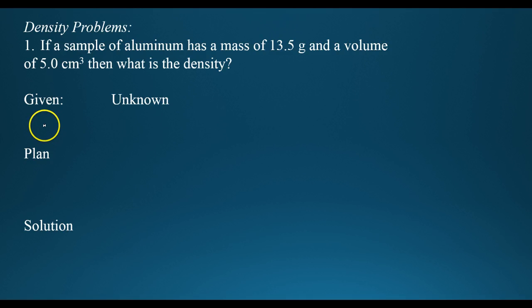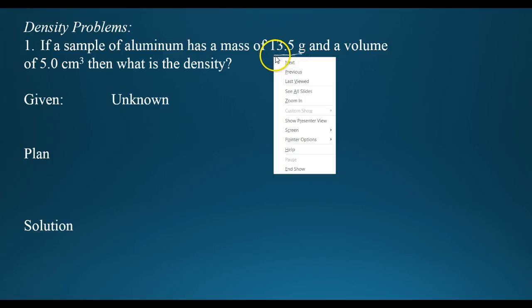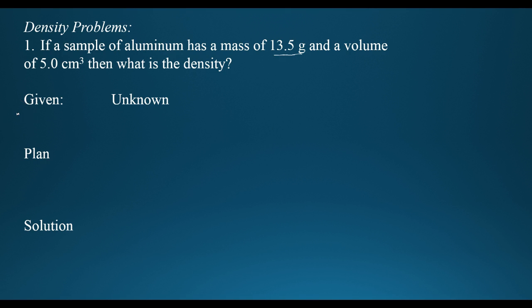If a sample of aluminum has a mass of 13.5 grams, so we have this quantity here, 13.5 grams. We want to list that in our given, and use the abbreviation that you have. So M is equal to 13.5 grams, M for mass. And volume is equal to 5.0 centimeters cubed. And how do I know? Well, it says volume of 5.0 centimeters cubed. And so what we want to find is the density.